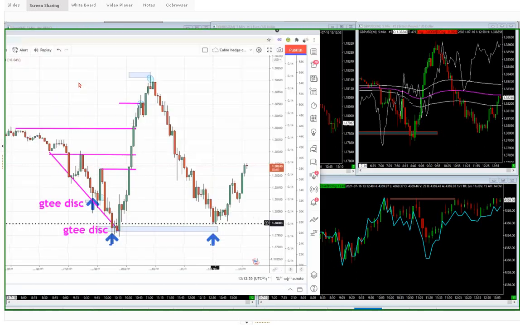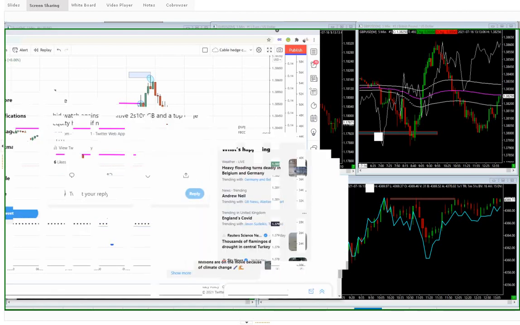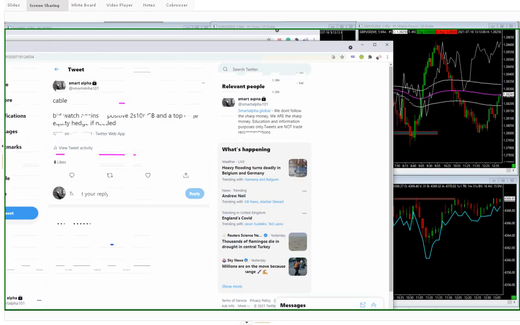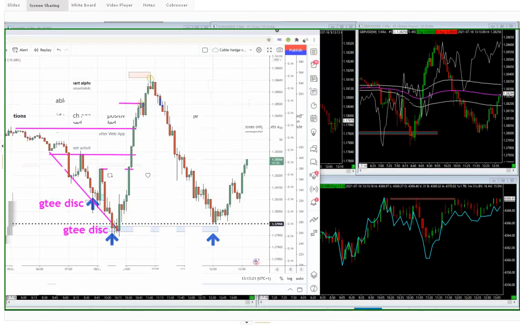We talked about this cable as well this morning in classroom. And I also tweeted this cable out for anybody that wanted to join me on cable. You could have done so, of course. And if you look at cable, you'll be able to recognize that that is exactly what we tweeted. Bid watch against a positive 2s, 10s, GB and a top edge equity hedge if needed at 12 o'clock, of course. And you can see that based on that storyline, we were buying into this.